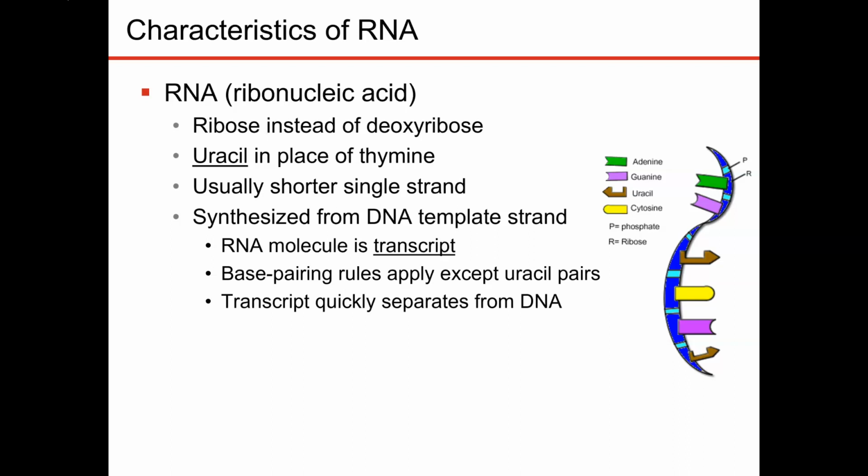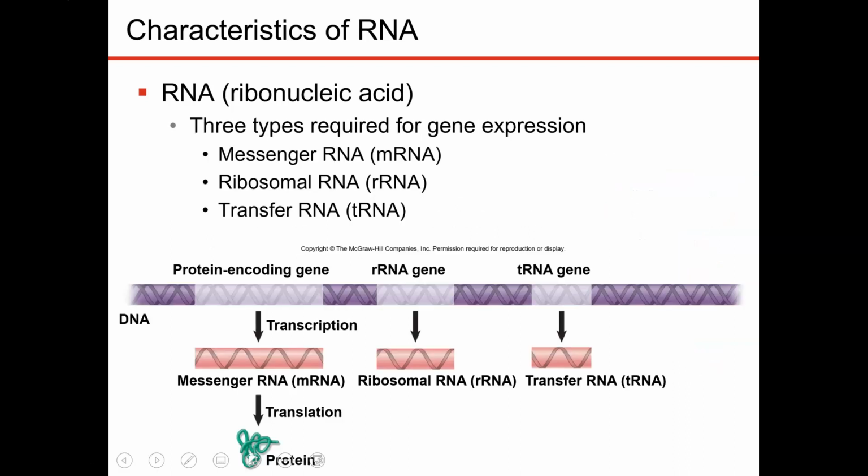So RNA is synthesized from DNA, and there are 3 different types of RNA. So we have messenger RNA, which carries a message of DNA. So it's going to carry the same information that the DNA has, but in an RNA format, which our cells can read. There's ribosomal RNA.